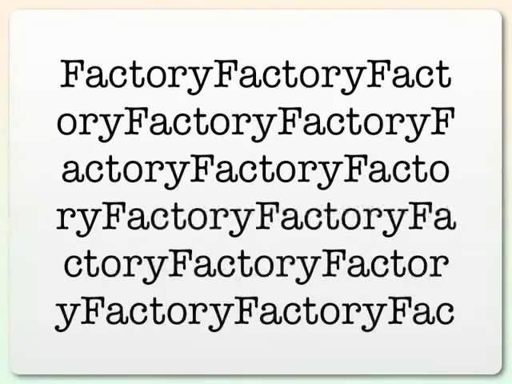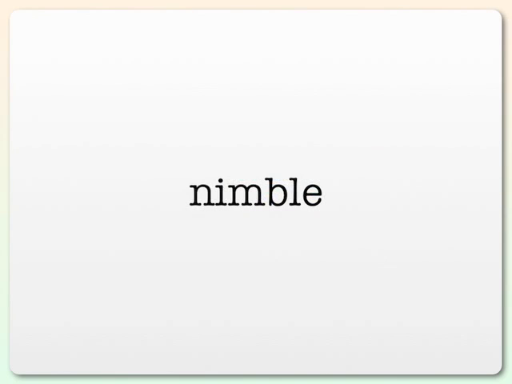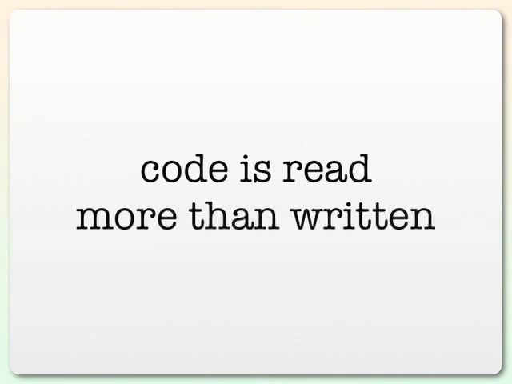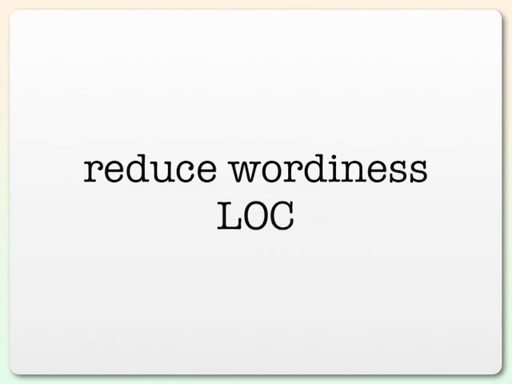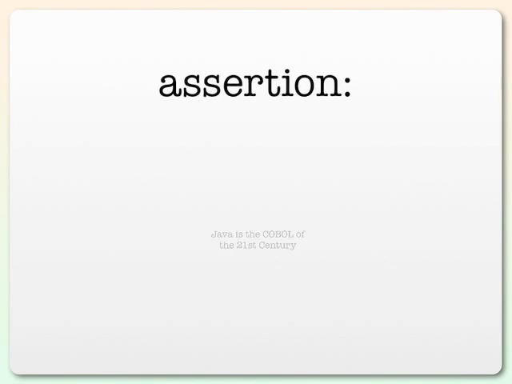It seems that just about every class has an XML configuration file, and to actually get objects, you have to go through several layers of factory objects. My productivity with Java seemed so much slower than those using more nimble and agile technologies, and by comparison, my productivity was plummeting. In addition, code is read a lot more than it's written, and so any kind of technology which would reduce wordiness and reduce line count would be a good thing. Unfortunately, Java is super verbose. In fact, I would go so far as to make this assertion.